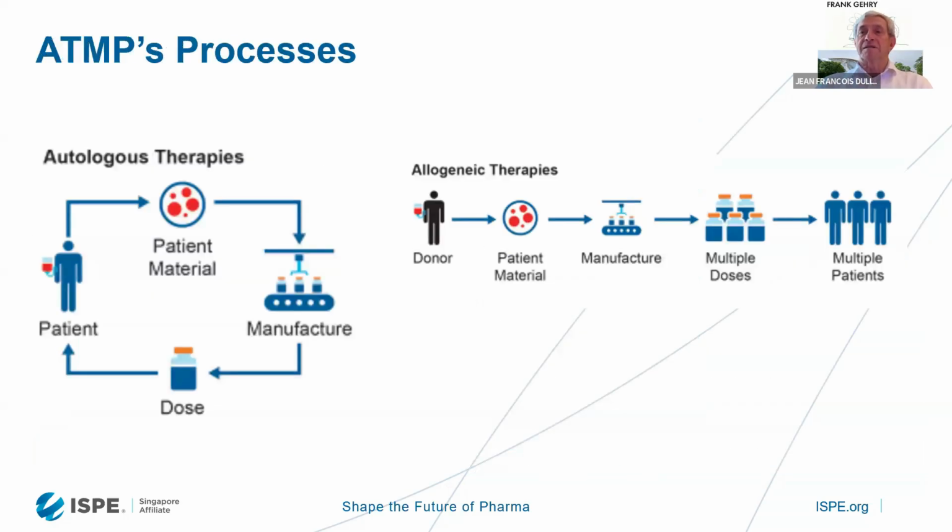This is a scheme which shows what autologous therapy is. So we are starting here, we are starting from the patient. We take the patient material, we manufacture, we make the dose, and then we reintroduce the dose into the patient to cure the patient. For allogenic therapies, we have the donor. We take the donor material, we manufacture, we make multiple doses, and we go to multiple patients.